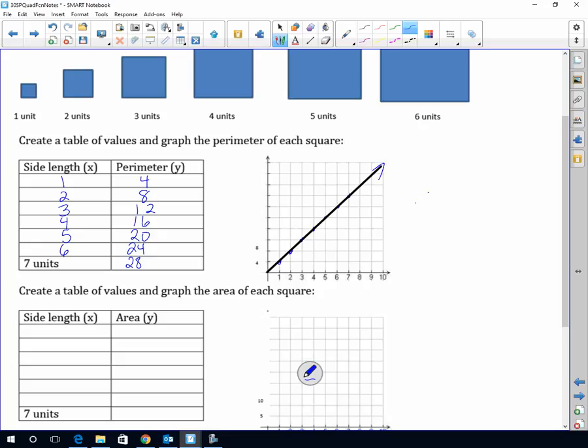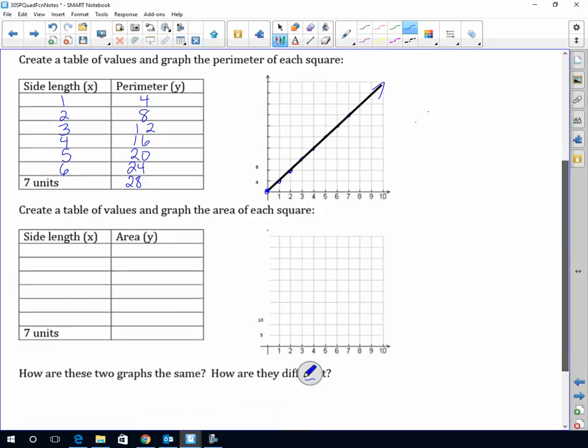Okay, now we're going to talk about area. So when we have a side length of 1, what's my area of my square? 1. My side length is 2. What's the area of a square? 4. When my side length is 3, what's my area? Not 6, 9. When my side length is 4, what is my area? 16. What am I doing each time? Multiplying by itself, what's that called? Squaring. Very good.